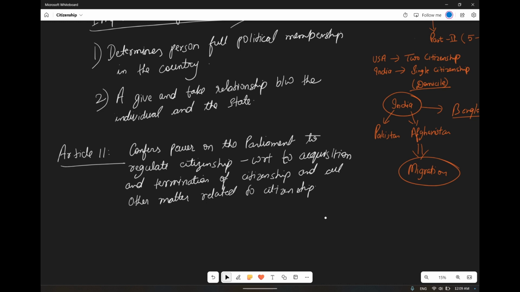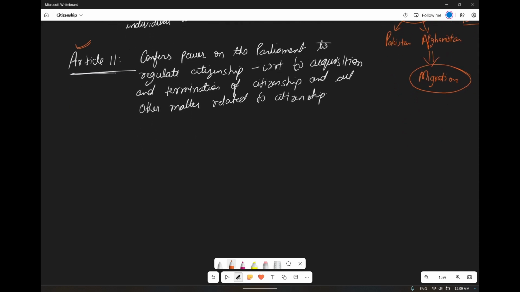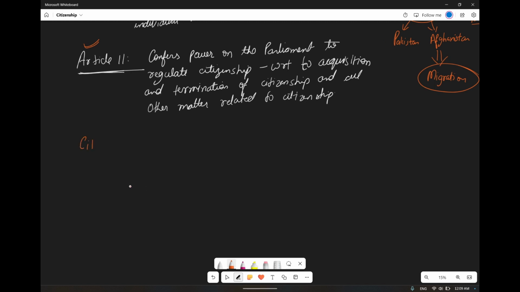citizenship. Okay, so now with respect to article 11, we get the power by the parliament to do related amendment or regulation as per the requirement. Okay, so first we will see the Citizenship Act that was enacted in 1955.